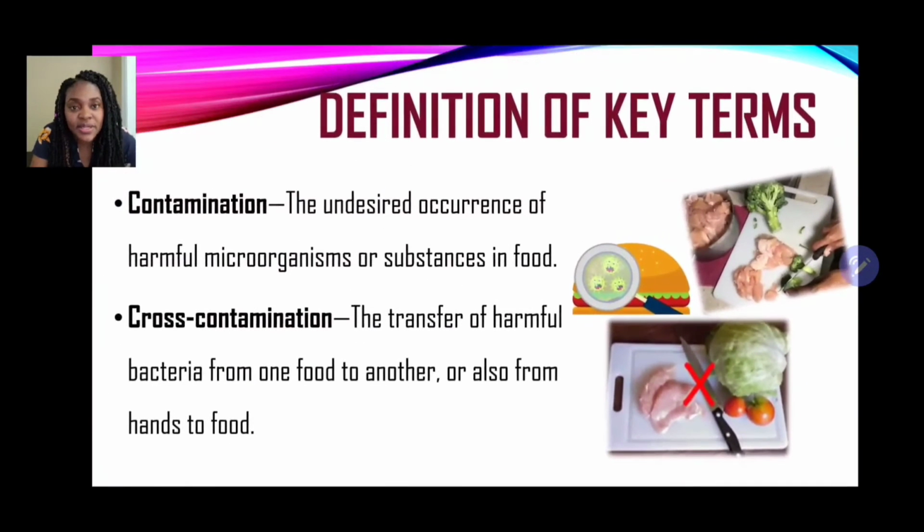Now, our next term is contamination. Contamination refers to the undesired occurrence of harmful microorganisms or substances in food. Next term, cross-contamination: the transfer of harmful bacteria from one food to another, or from hands to the food. So cross-contamination is transferring harmful bacteria or harmful microorganisms from one source to another.